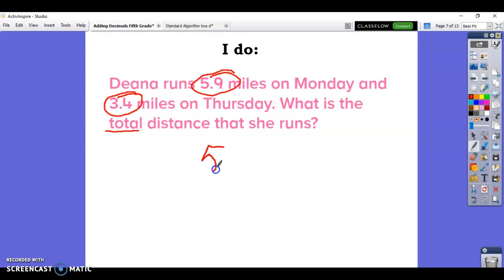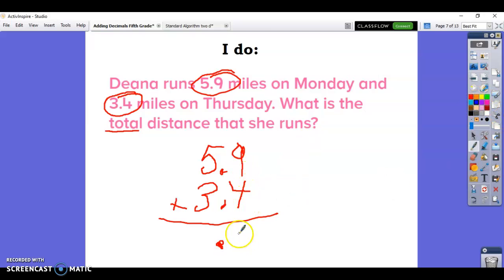So again, write down your numbers, 5.9 or 5 and 9/10, and 3 and 4/10. Line them up. Then you add them up. Drop your decimal place down. And then 9 plus 4 is 13. You carry. And 5 plus 1 is 6, plus 3 is 9. 9 and 3/10 is your adding, and that is just your adding.